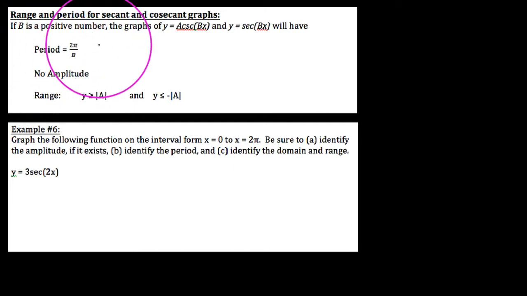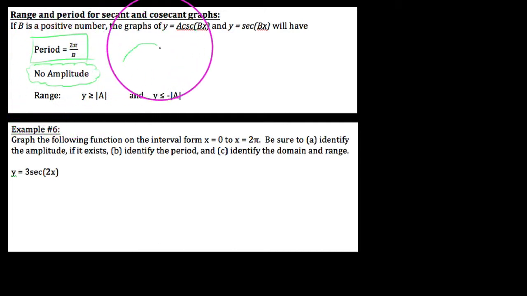We say the period of the graphs of y equals a cosecant bx and y equals a secant bx is 2 pi over b. So this is very much the same thing as the period of a sine or a cosine curve, because they are the reciprocals of sine and cosine respectively. They have the same period. You'd find it by taking 2 pi over b. It is important to note that these graphs will not have an amplitude.